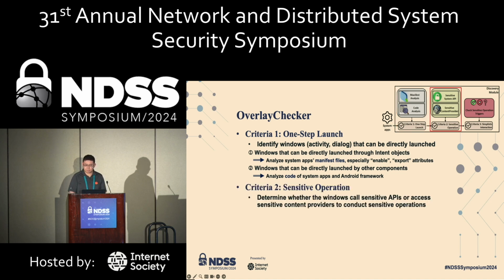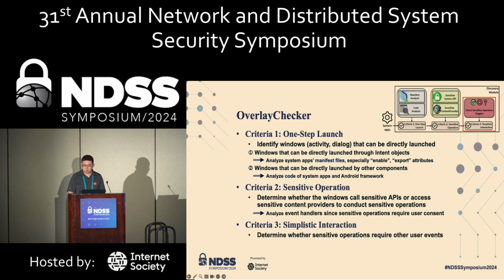In the second step, the discovery model identifies the sensitive operations executed by the identified windows to determine whether they satisfy criteria 2. Specifically, since windows executing sensitive operations normally request user consent, the model analyzes the event handlers of the windows to find whether they call sensitive APIs or access sensitive content providers to carry out sensitive operations. In the third step, the discovery model analyzes whether a window's sensitive operation requires other users' events to determine whether they satisfy criteria 3.